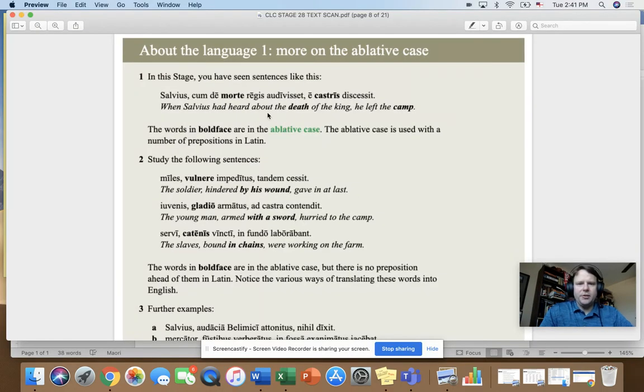Here is about the language, and that's what all of this is saying. So look at all of these examples here. We've got a soldier, a miles, and he's impeditus, hindered, impeded, vulnere, by his wound. Well, at last he gave in. We've got Eunice, he's armed gladio, like my example, with a sword, and he hurried to the camp. Or we've got some slaves and they are vincti, bound. Now notice we could say with chains or by chains, but here it just sounds better to say in chains, and that's okay too. So by, with, maybe in, okay? And laborabant, they were working on the farm.